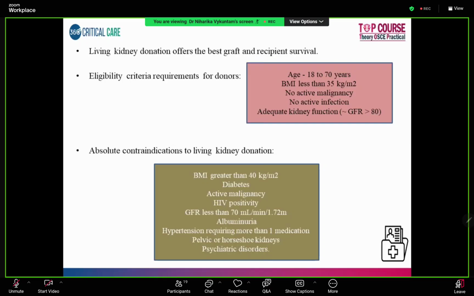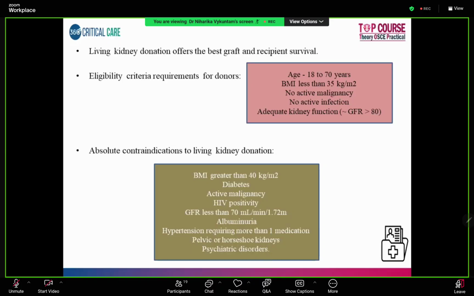Now, what are the contraindications for the living donors? BMI greater than 40 is a contraindication. If the patient has diabetes or active malignancy, HIV positivity, or if his GFR is less than 70, then he can't give his kidney. Albuminuria, if the patient has it, and hypertension requiring more than one medication.